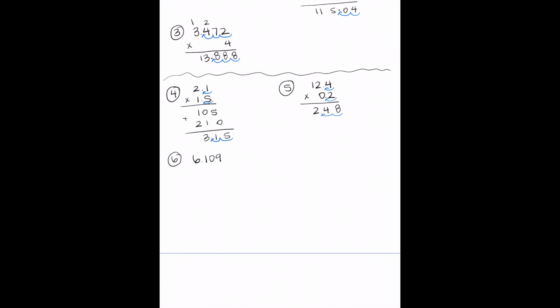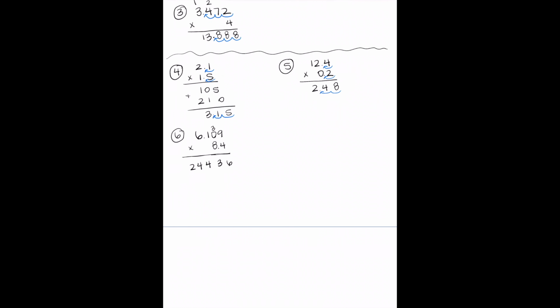For number 6, we have 6.109 times 8.4. So multiply like normal again. 9 times 4 gives me 36. 4 times 0 just gives me 0, right? Plus 3 would be 3. 1 times 4 is 4, and then 6 times 4 is 24. We'll add in our 0, move into our second digit.